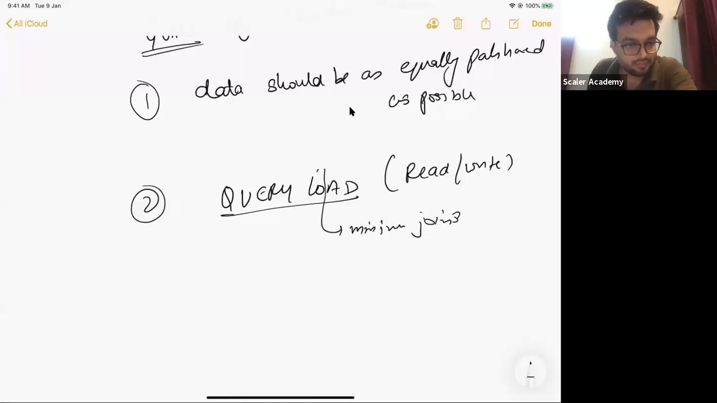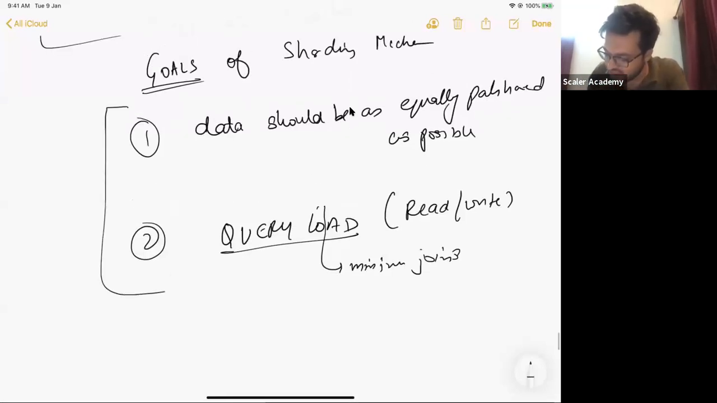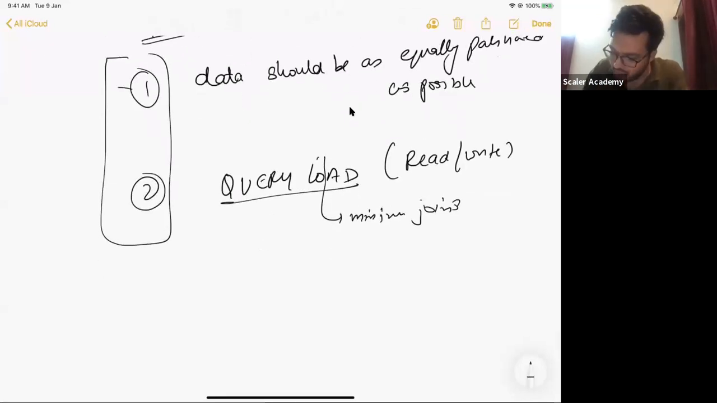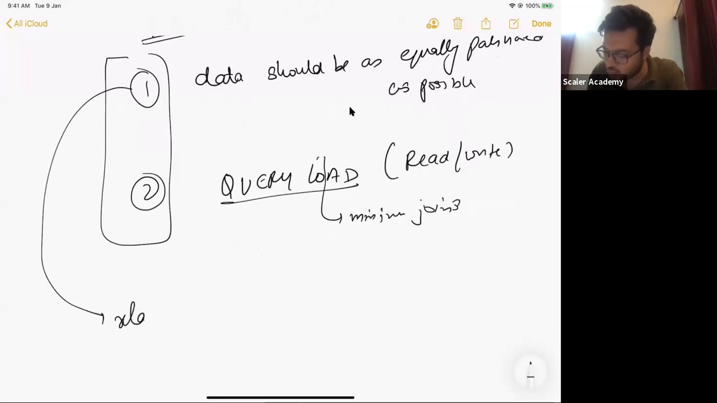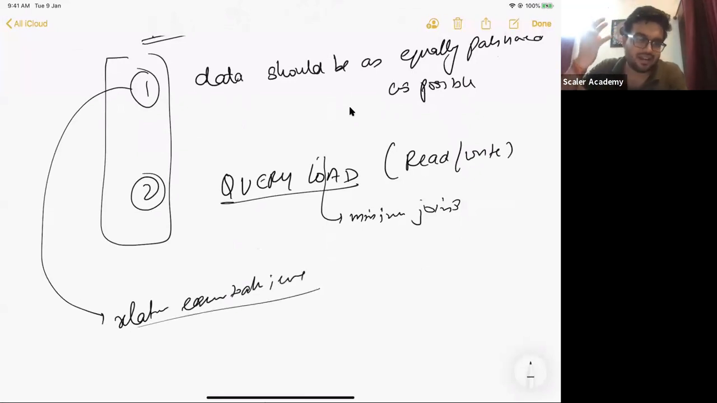Exactly. Vaishali, you hit the nail exactly at the correct spot. This is exactly what we want to do. But does everybody in the class appreciate these two goals? Now this first goal is relatively easier to achieve. You can come up with several strategies which would be just distributing the data equally amongst the shards. This is easy to answer.